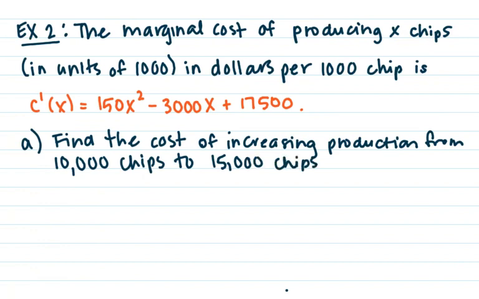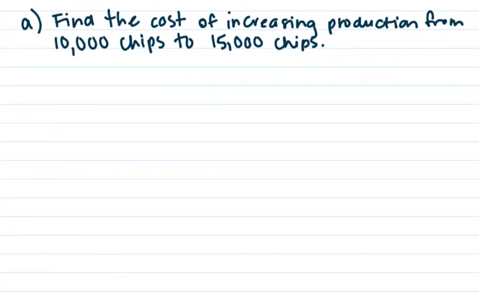A lot of times companies have to think about things like this, because often mass production or larger production will actually lower overall costs. So this is something they commonly have to think about. What we need to do here, again, is figure out that change from 10,000 to 15,000. They're in terms of 1,000 units, so 10,000 is really 10 and 15,000 is really 15. We're going to find the integral of that rate function.